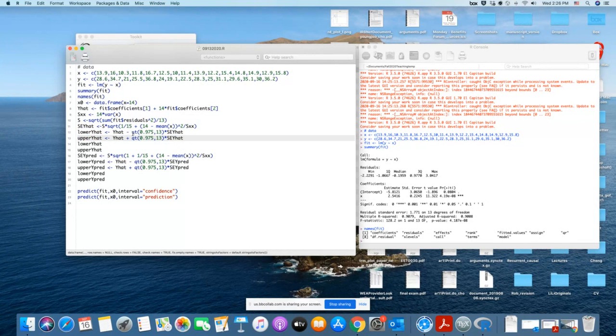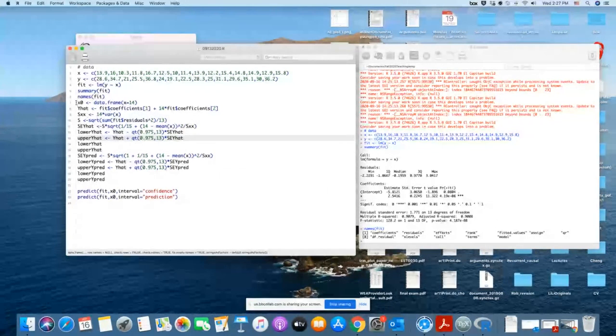So this is y hat minus the qt, which means the quantile value for the t distribution. For the quantile value here, I put 0.975, because usually we say 0.025 for the right tail probability, so then the left probability is 0.975. So in R we use 0.975 for finding this t value. And the standard error of the y hat, and then for the upper bound we add this quantile value times the standard error of y hat.